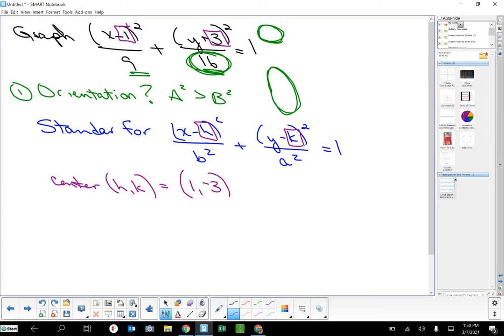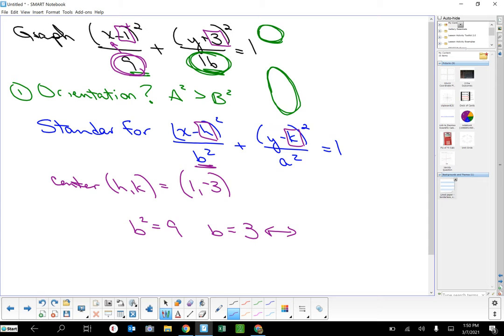Okay. We know that b squared is this guy. So b squared is 9, which means b is 3, because I'm taking the root of it. And because b is under the x, when I graph, x goes left and right. So b is going to go left and right.